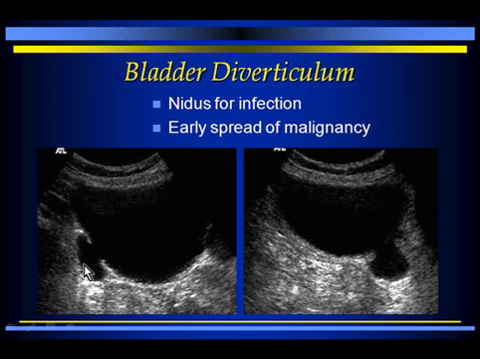stagnant urine, so it serves as a nidus for infection. But in addition to that, the bladder diverticulum does not contain a full thickness of the bladder wall, so it's the mucosa which is herniated through the muscularis. Because of the fact that there's no muscular lining outside here, if there's a tumor in a bladder diverticulum, it will spread very early, as opposed to having to first grow through the bladder wall before it spreads.